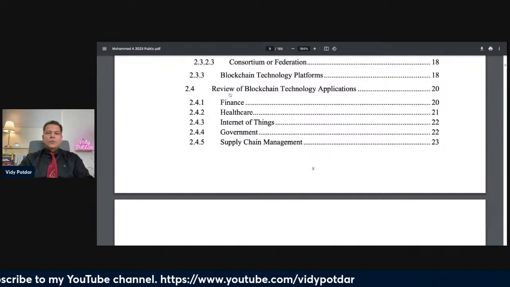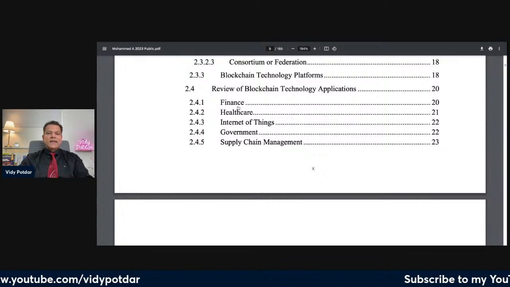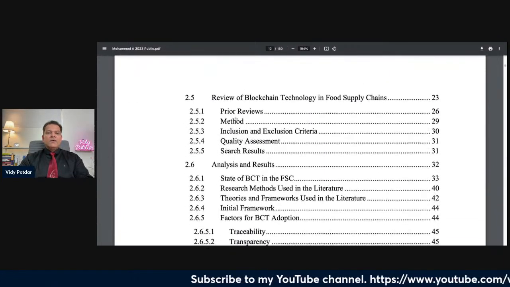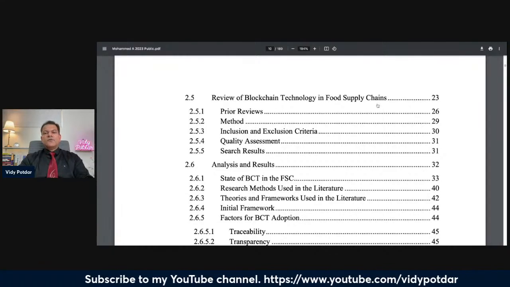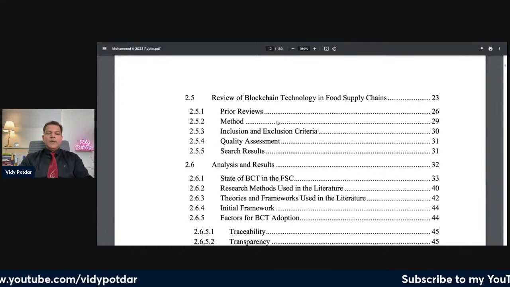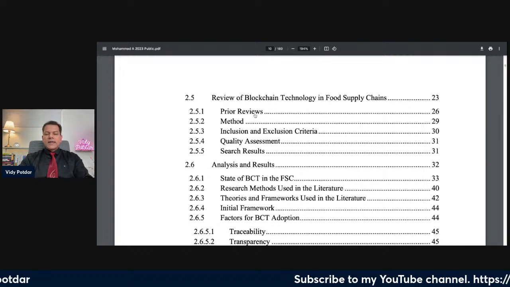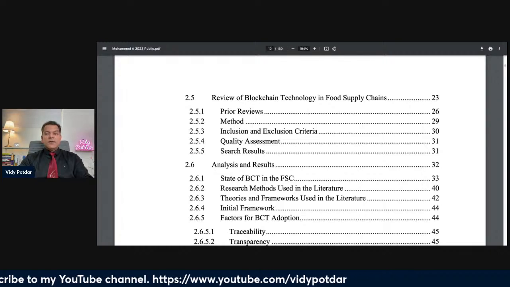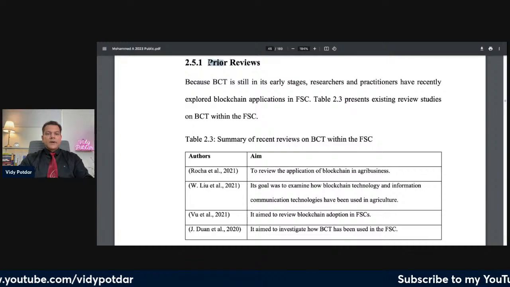Then we go on to review specific technology applications. So how is blockchain used in finance, in healthcare, in other sectors? Then we come to review of blockchain technology in food supply chain. So this is where the actual systematic literature review methodology is being applied. So there are some prior reviews. So if I'm in this field, I also want to know what are some of the recent papers, recent reviews that have been published. So I can jump here to prior reviews.